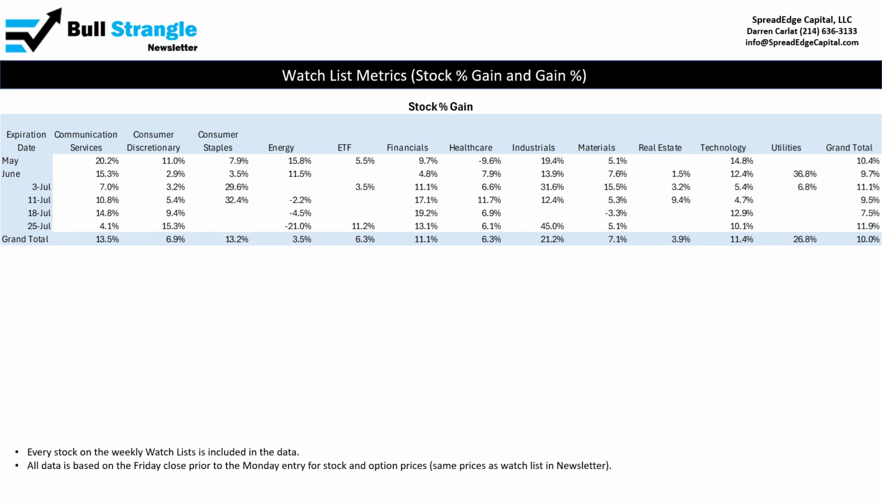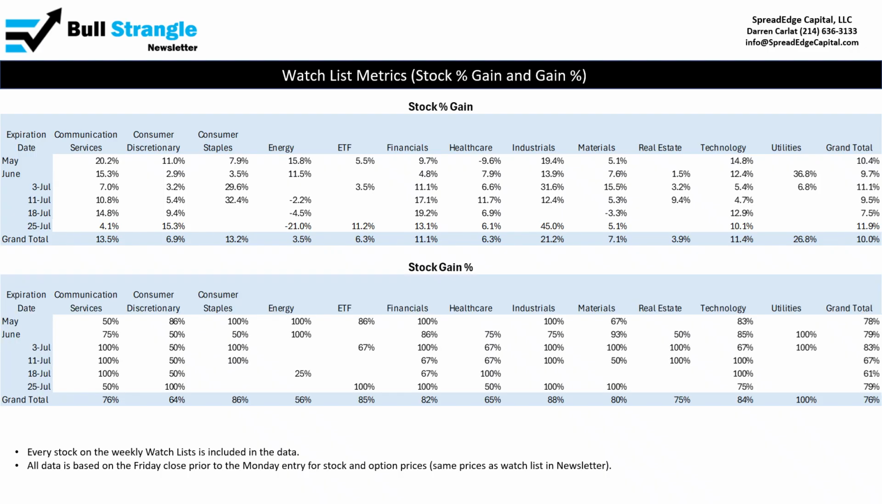Now, you can see how that breaks down in the various different sectors in terms of the percent stock gain. Now, listed below that is the stock gain percentage. So 76% of the stocks on the watch list have ended up higher than they did when the watch list was published. So you can note the comments below. So once again, every stock on the weekly watch list is included in the data, and all data is based on the Friday close prior to the Monday entry compared to the Friday close 4 weeks later, which would have been the expiration date.